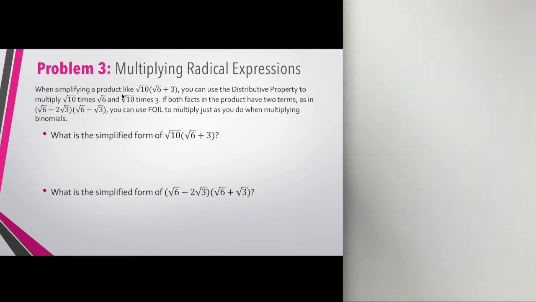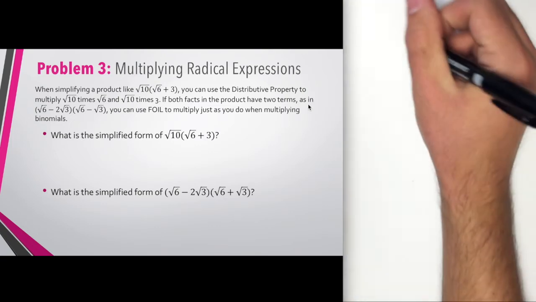It says, when simplifying a product like this, so the square root of 10 times all of this, you can use the distributive property. So you would multiply the square root of 10 times the square root of 6 and times the 3. And then it says if both factors in the product have 2 terms, like this, both of these parentheses have 2 pieces, this and this, and then this and this, you can actually use FOIL to do the problem. So we're going to take a look at both of them, make sure you see how this works.